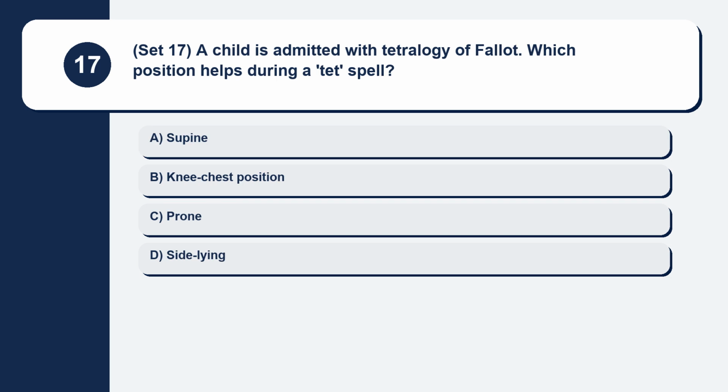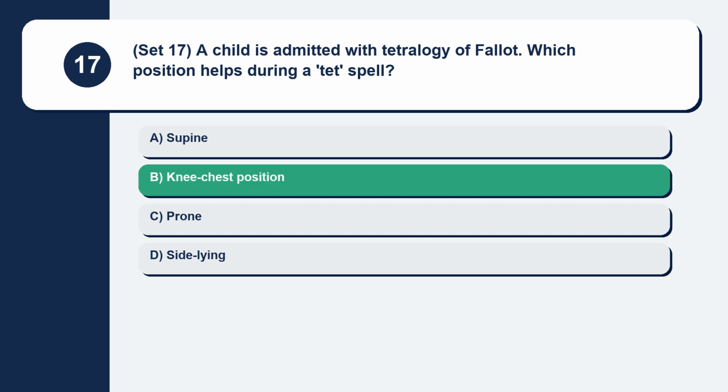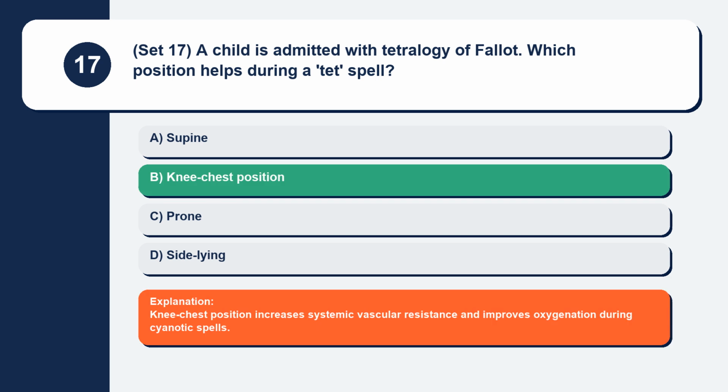Question 17. Set 17, a child is admitted with tetralogy of Fallot. Which position helps during a tet spell? Supine, knee chest position, prone, side lying. Knee chest position increases systemic vascular resistance and improves oxygenation during cyanotic spells.